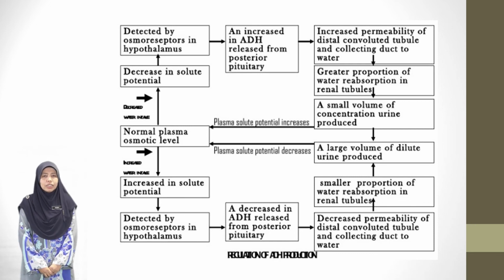On the other hand, if the blood osmotic pressure decreases, the pituitary gland will secrete less ADH. So the collecting duct will become less permeable and less water will be reabsorbed. So that is how the osmotic pressure of the blood will be regulated.